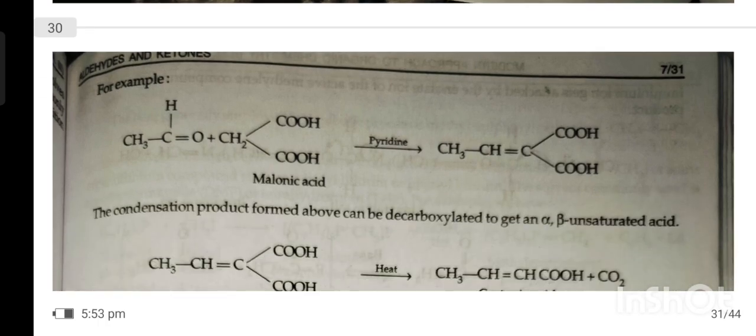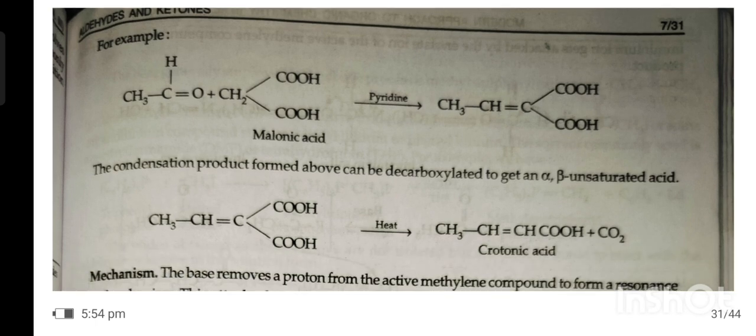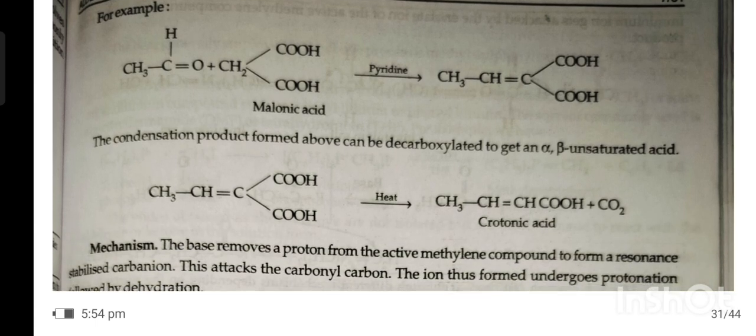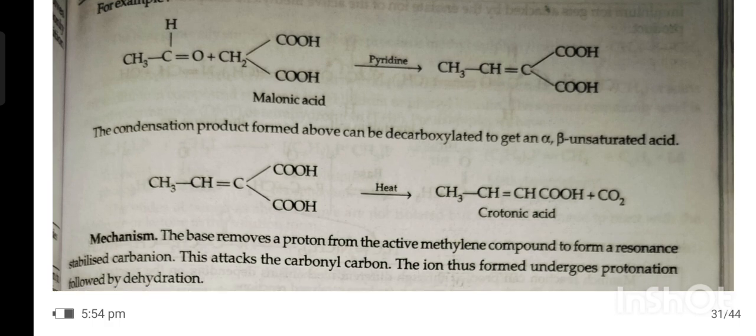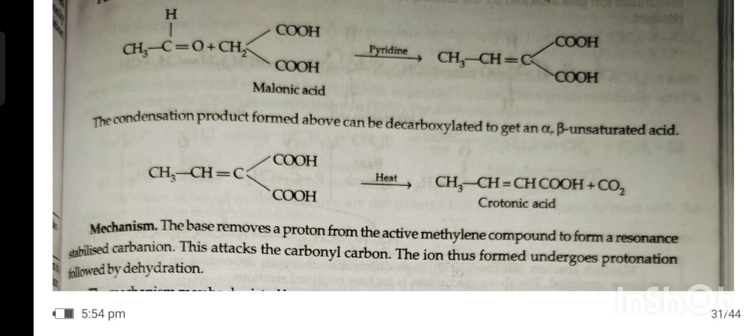For example, aldehyde plus malonic acid in the presence of pyridine gives the 1,3 dicarboxylic acid, 2 ethyl 1,3 dicarboxylic acid. The condensation product formed above can be decarboxylated to get an alpha beta unsaturated acid.